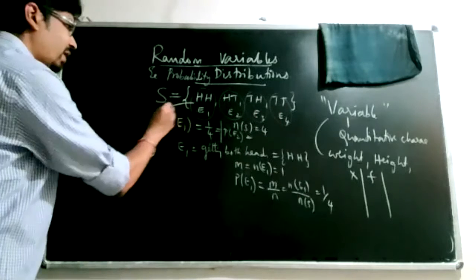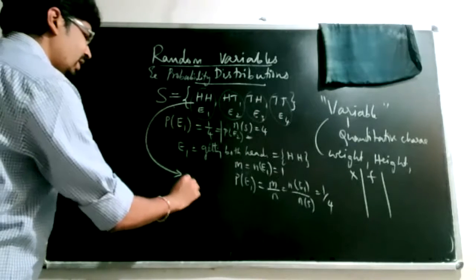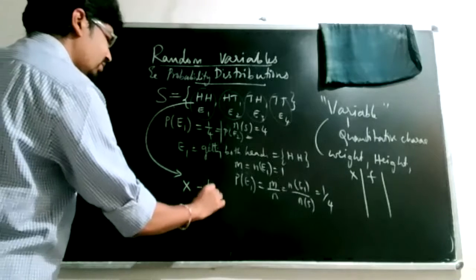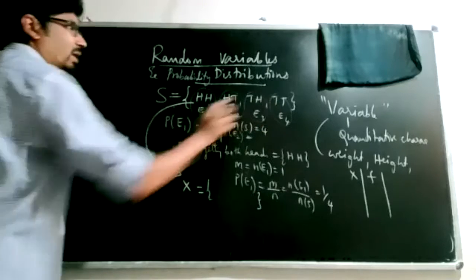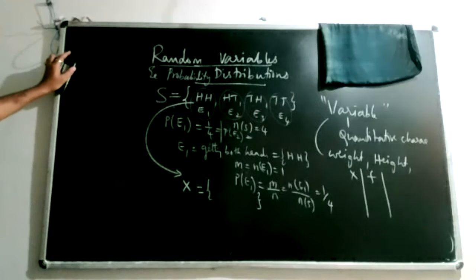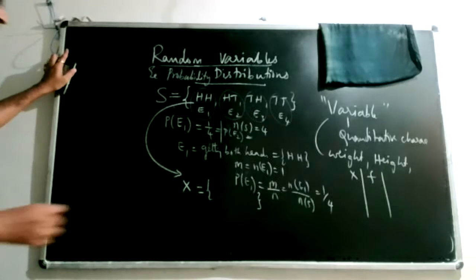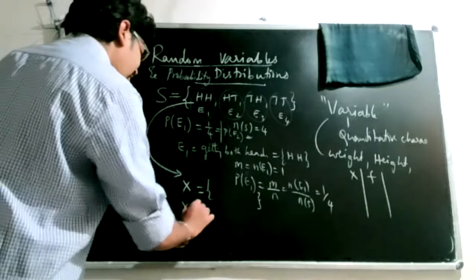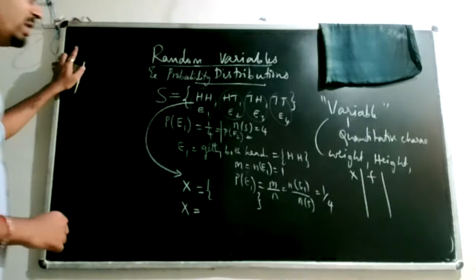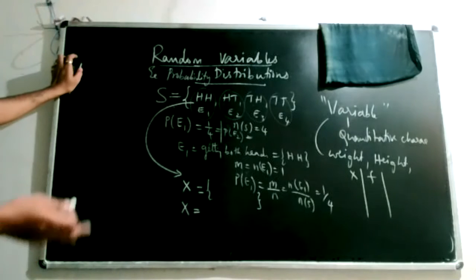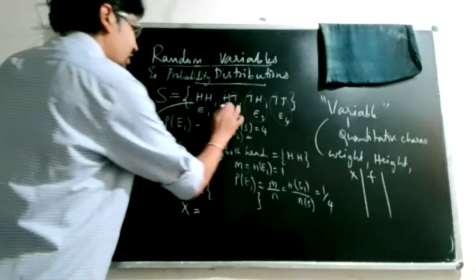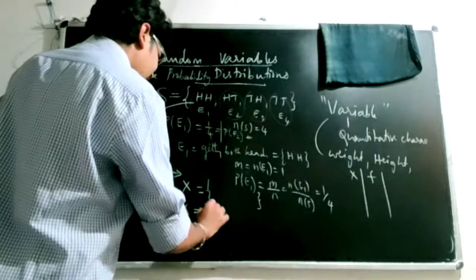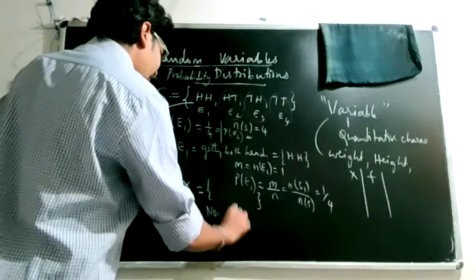Now I have to convert this sample space into real numbers. So I should obtain numerical values which can represent or replace these particular notations, and that function is called random variable. So here many different ways are there, but the most commonly and easily understandable function is X equal to number of heads.